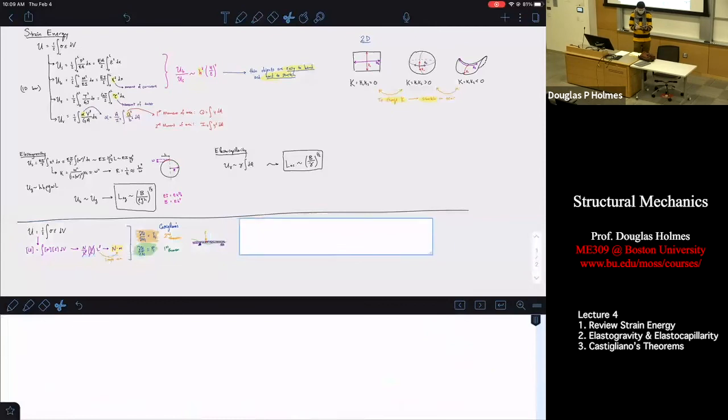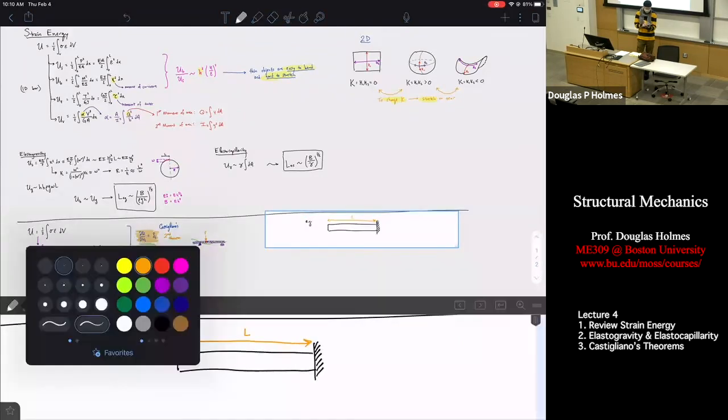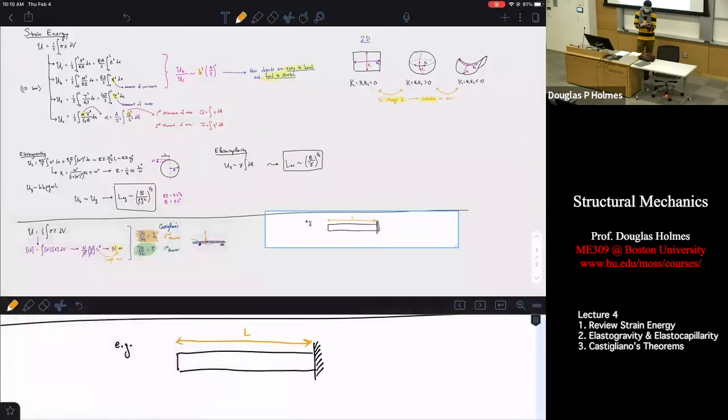So let's go with an example here. We're going to do this example twice. Once we're going to ignore transverse shear, and the second time we'll do it with transverse shear. So here's a cantilever of length L. We'll call its thickness 2h. It's not going to matter for this first part of the problem. We will call the y direction down, so that it's positive down.